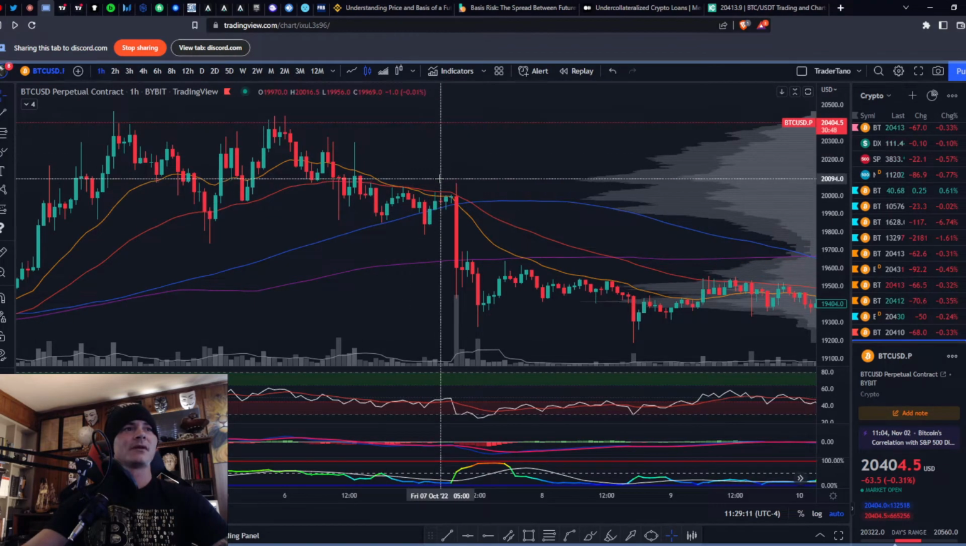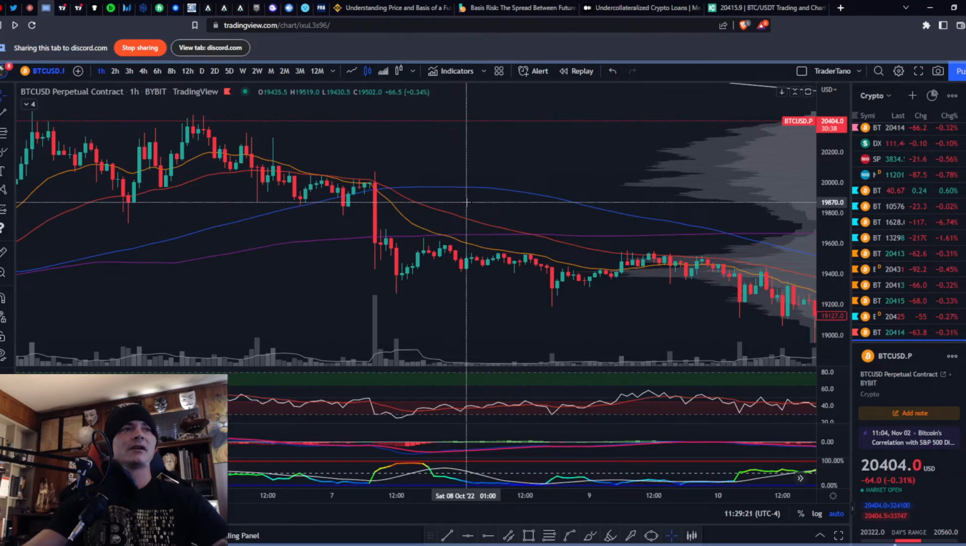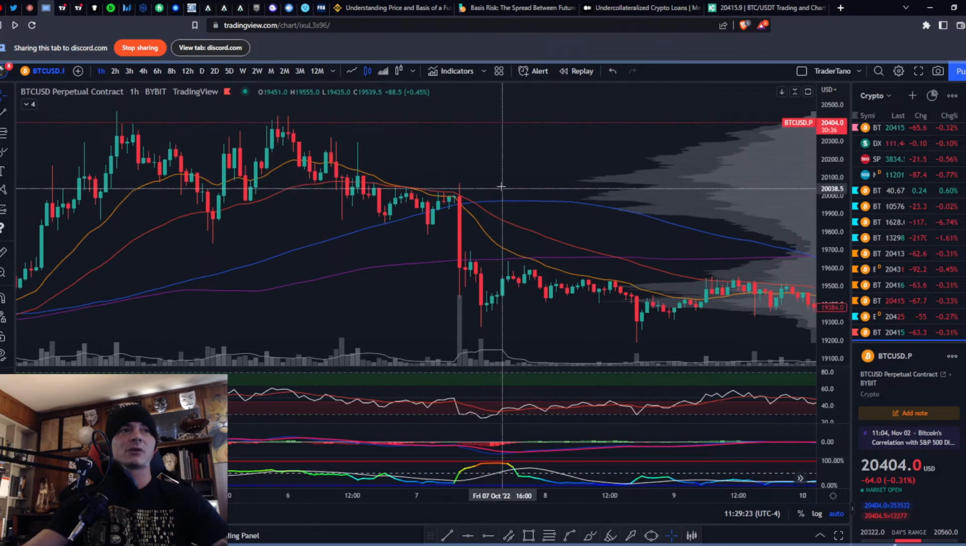Multi-crossover. All right. Your 21 and your 50 have to cross your 100. This is the more aggressive trade. The more conservative trade is waiting for the 21 and the 50 to cross the 200. All right, because that means they already crossed the 100.